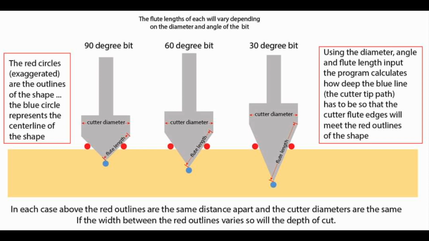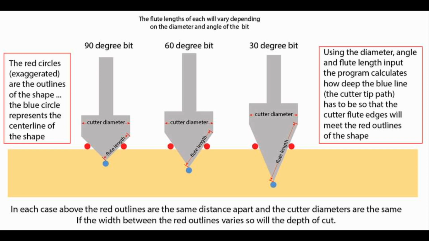What it says here is the red circles, exaggerated, are the outlines of the shape. The blue circle represents the center line of the shape. Using the diameter, angle, and flute length input, the program calculates how deep the blue line, the cutting tip path, has to be so that the cutter flute edges will meet the red outlines of the shape. In each case above, the red outlines are the same distance apart and the cutter diameter is the same. If the width between the red outlines varies, so will the depth of the cut.